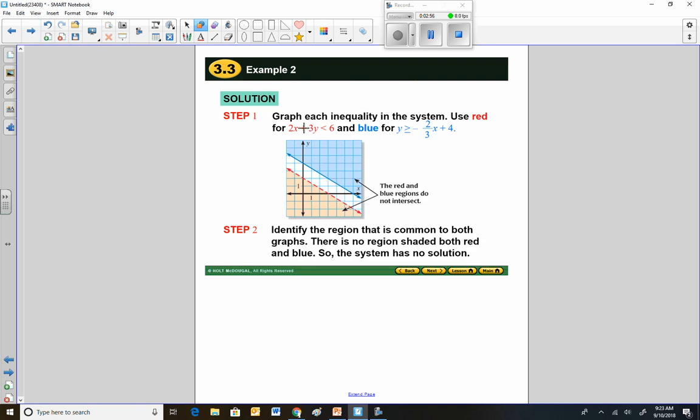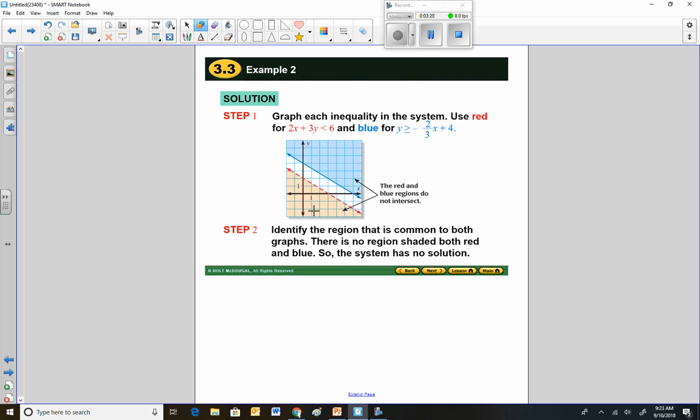I graph 2x plus 3y is less than 6, and that is going to be right here because our x and y intercepts are here and here. And it says it's less than, so you shade below. Now this one has y is greater than or equal to. And so, of course, our y-intercept is at 4, and our slope was negative 2/3, so we drop 2, move over 3 to create this blue line. And we shade everywhere above it because it says y is greater than it. So notice there's no overlap going on.